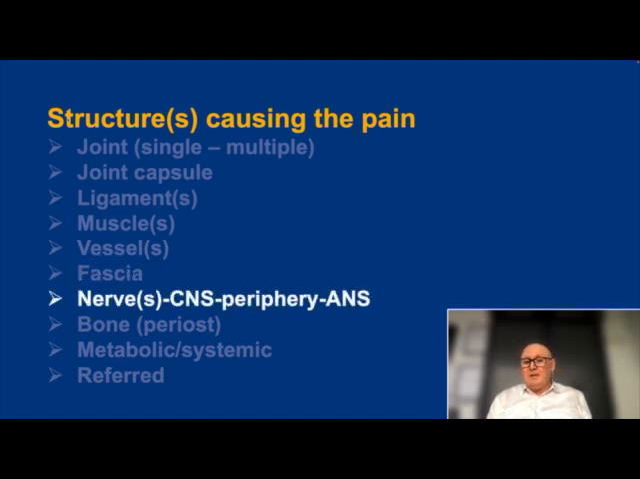Low back pain can be caused by the nervous system, of course the central nervous system, also the peripheral nervous system, and of course also the autonomic nervous system. Low back pain can come from bone, from periost, for example, or low back pain can be of metabolic or systemic origin. There is also, of course, the possibility that the pain is referred pain.